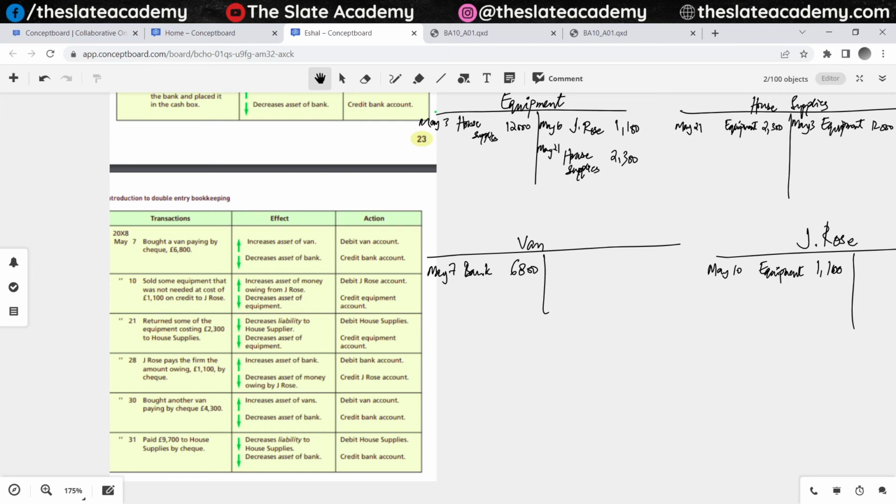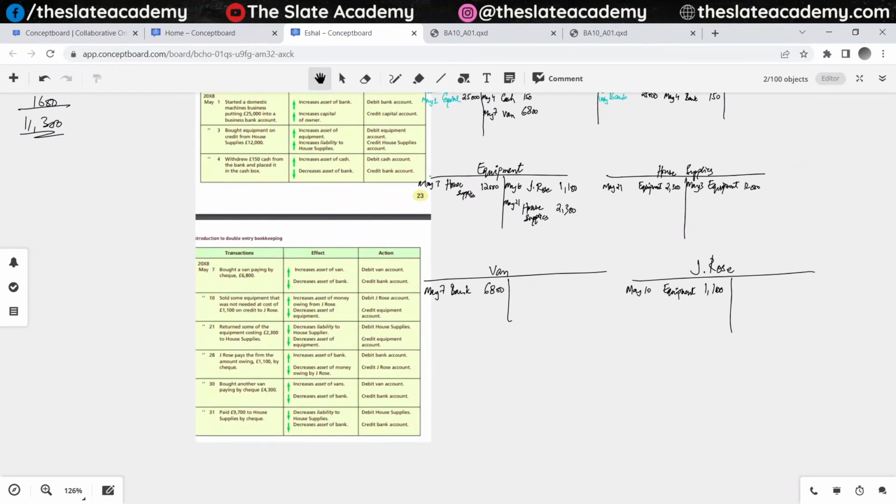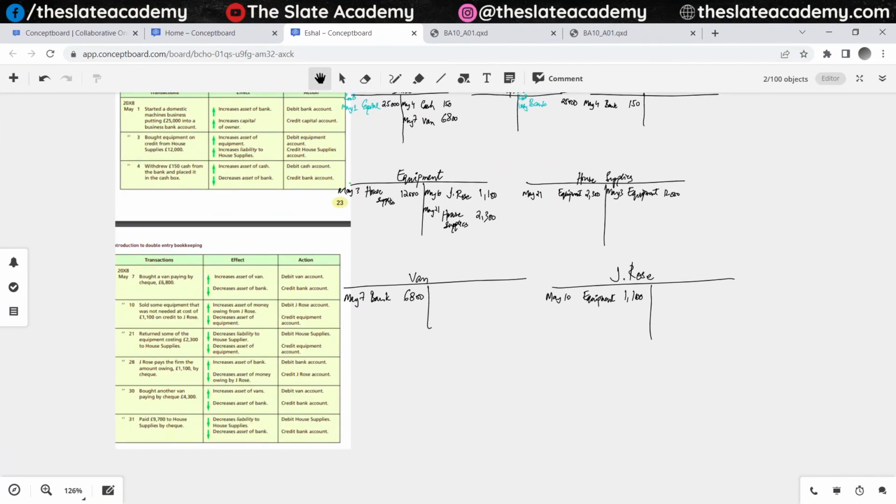So he is here paying by he or she. J Rose is a male or female? Do men have Rose as their surnames? I don't know. Could be. You never know. Why haven't you seen that meme? I'll send it. Just a second.